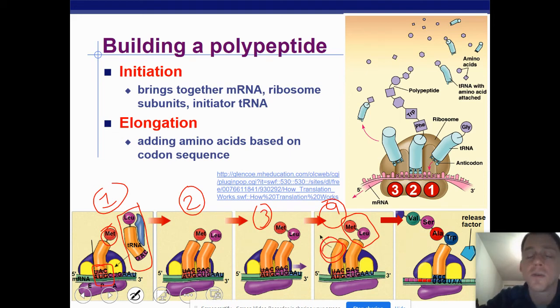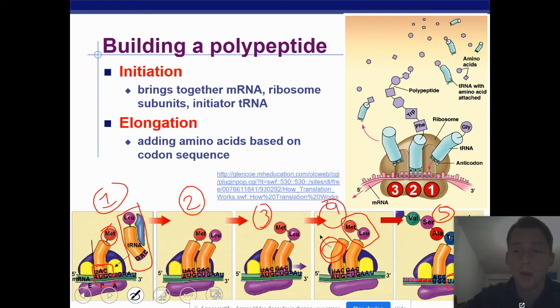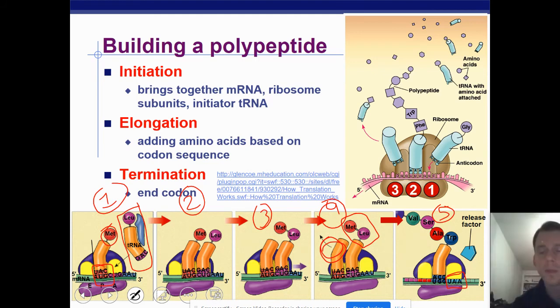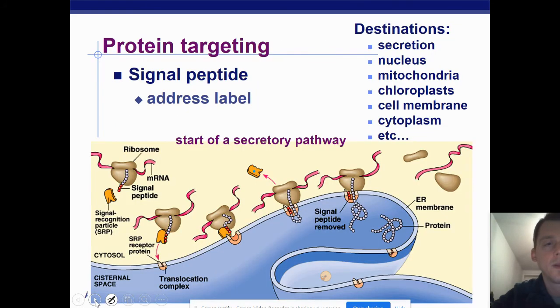And this just continues. More tRNA enters the A site, and we make the amino acid chain longer and longer and longer until we get to UAA in picture 5. That's the stop codon. The stop codon will have a release factor go in, and that release factor makes everything fall apart. And that's basically the end of translation. All right, so that is how translation works.